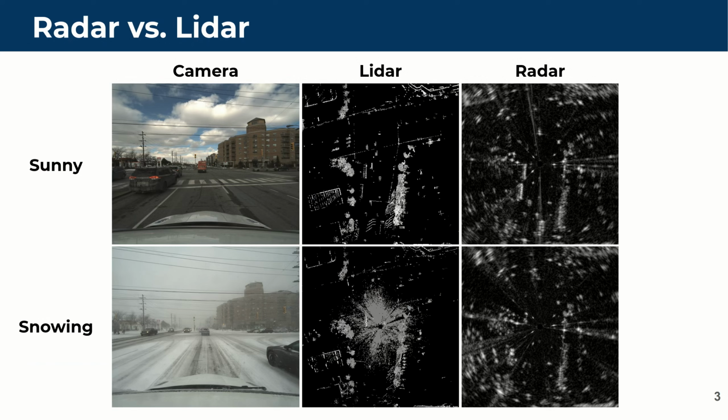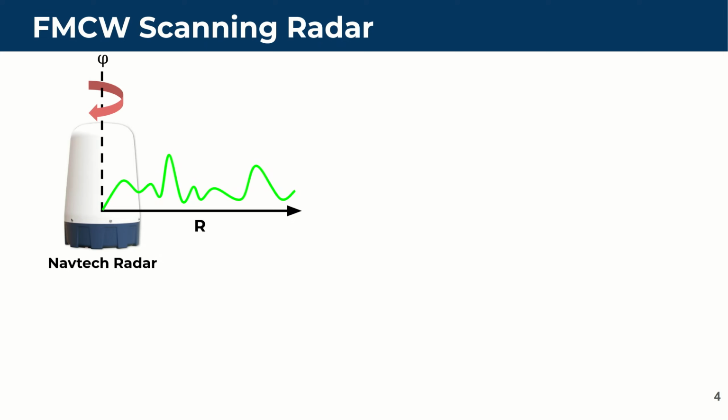This slide illustrates the primary advantage to using radar. On the top row, we can see what the data looks like during a sunny day. And on the bottom row, we have data collected during a snowstorm, where we can see that the LiDAR point cloud becomes littered with the detections associated with snowflakes. However, the radar data appears almost the same, except for the movement of large vehicles.